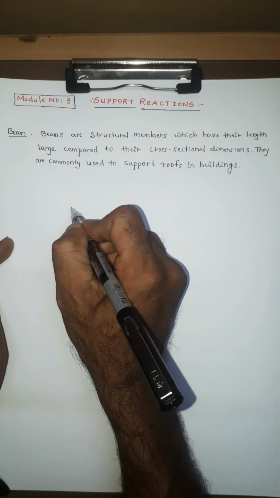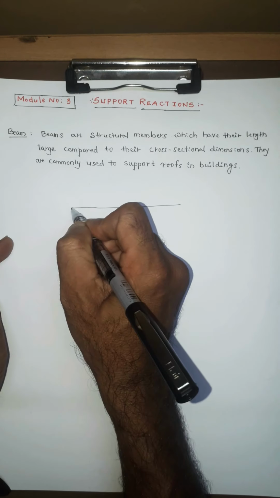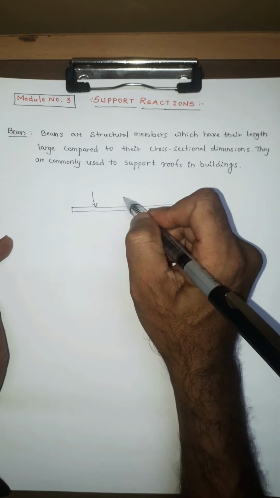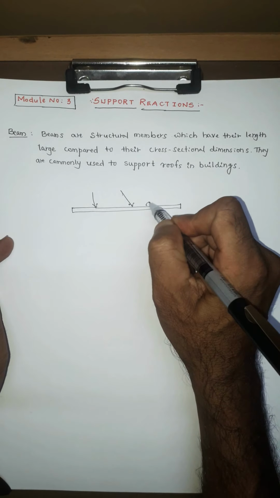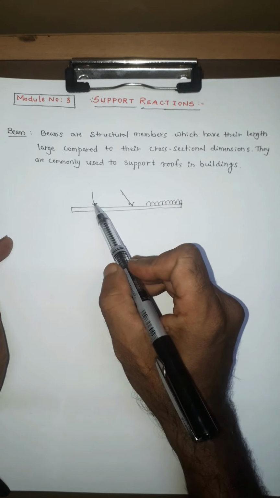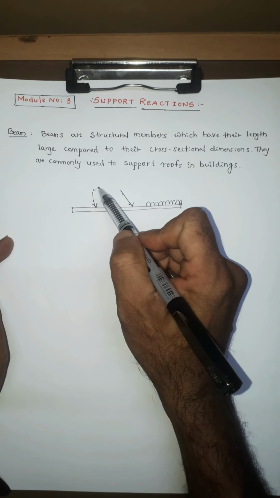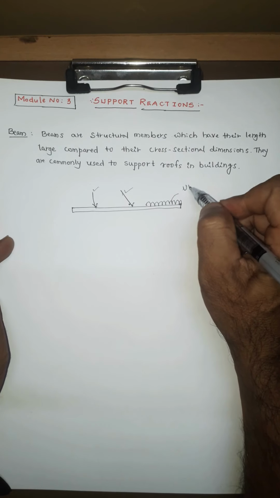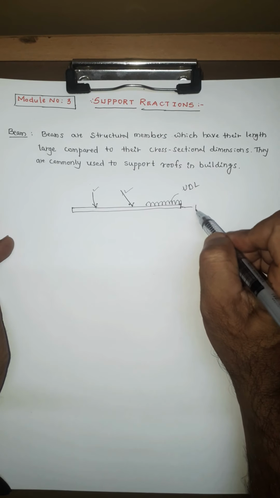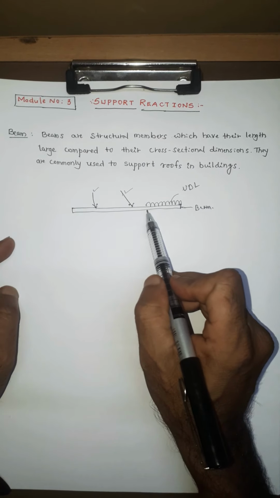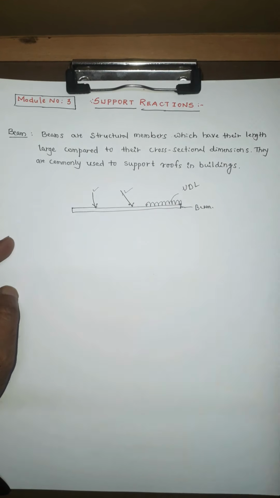Take an example. This is a beam, and there will be different types of loads, as we're going to see. There are three loads. This is called a point load. This is also a point load. This is a uniformly distributed load. So this is a beam. Then how will this beam be in equilibrium, why is this beam stable?